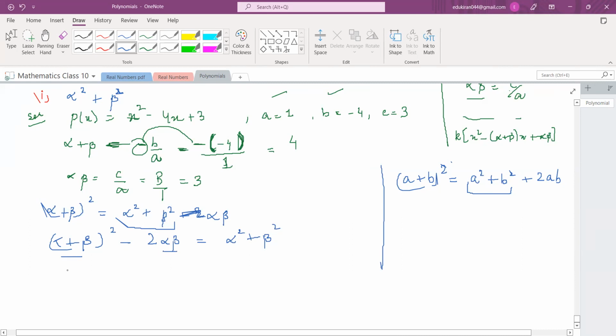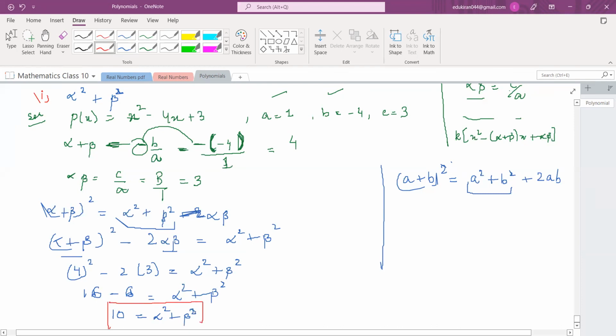Now you know the value of alpha plus beta and you know the value of alpha beta, so just put it here. So alpha plus beta is 4. So that means 4 square minus 2. Alpha into beta is 3. So this is equal to alpha square plus beta square. And this is 16. And minus 2 into 3 is 6. And then 16 minus 6 is 10. Alpha square plus beta square. So you have got the value of alpha square plus beta square. So this type of question can also come.